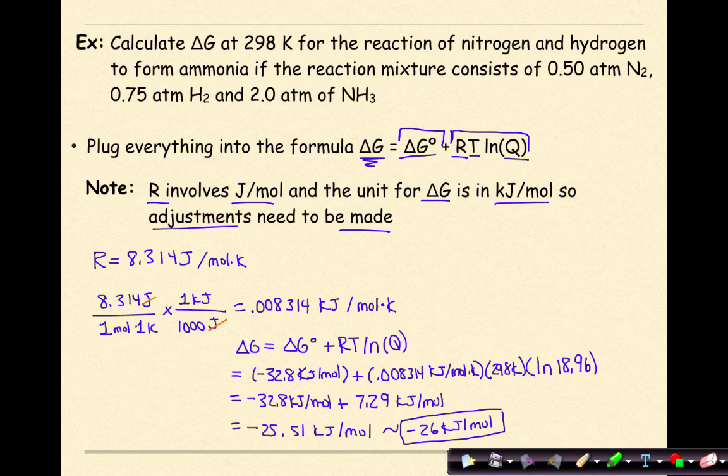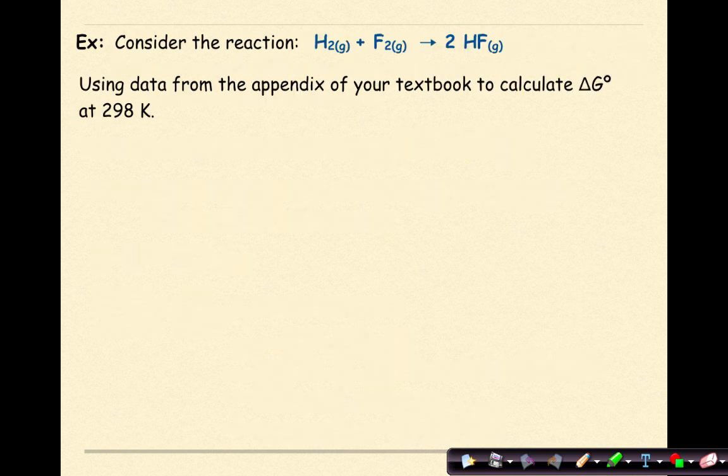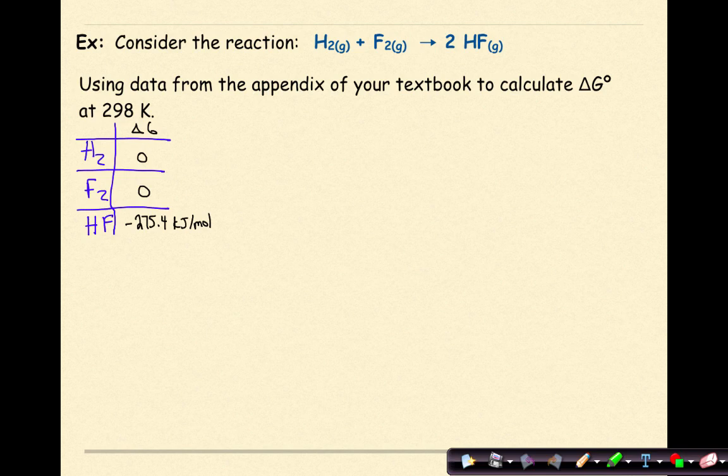Phew! Let's go look at another example. Consider the reaction H2 plus F2 yields 2HF. Using data from the appendix of your textbook, calculate delta G at standard state at 298 K. Hey, look at that! Our delta G values just magically appeared. Let's look at the chemical equation that they just gave us and calculate our delta G.